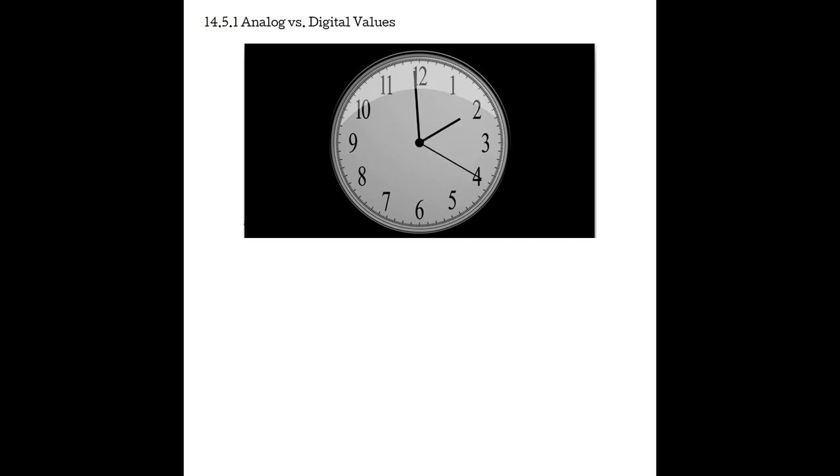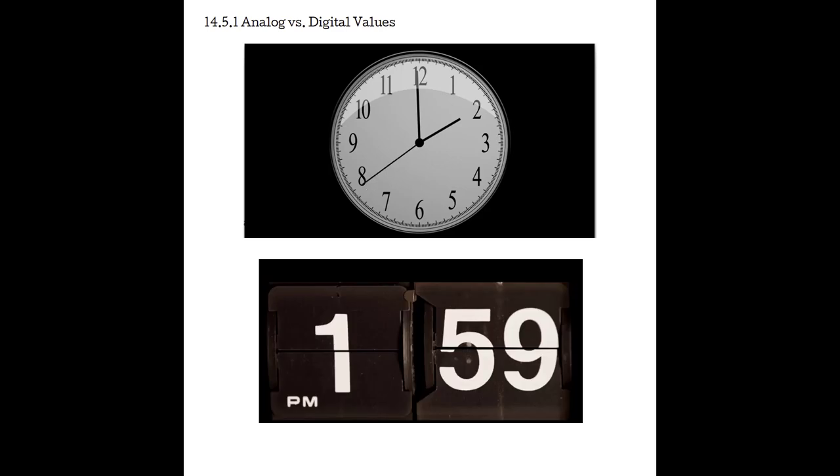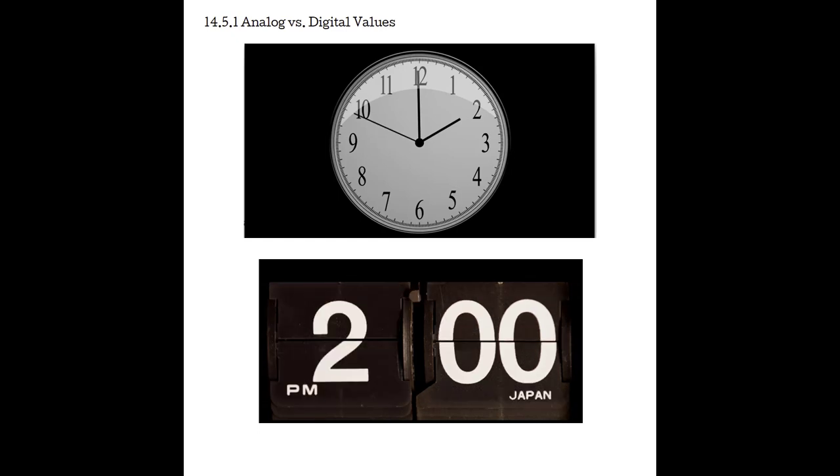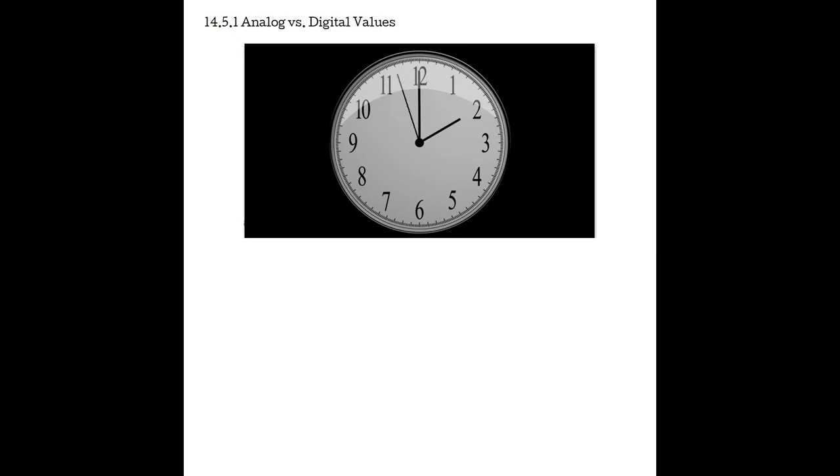So if we're at 1:59 and we're waiting for it to turn to 2 o'clock, we can see every moment being represented on that analog clock in between 1:59 to 2 o'clock. However, if we're looking at a digital clock, it is going to be 1:59 until it's 2. There's no 1:59.1 second, 1:59.11111 second. It's going to go 1:59 and then 2 o'clock when it changes. So again, we're seeing infinite possibilities with the analog clock, very discrete numbers with digital.